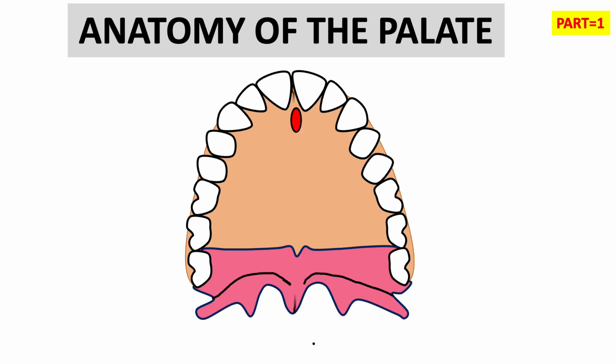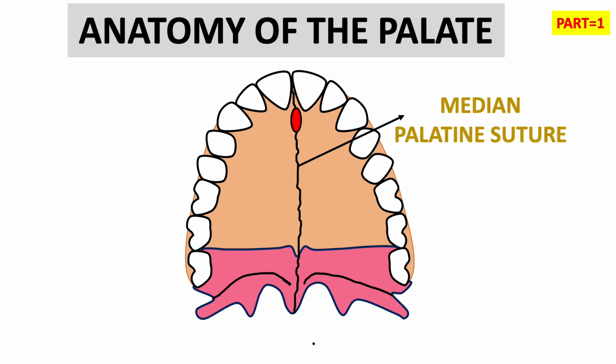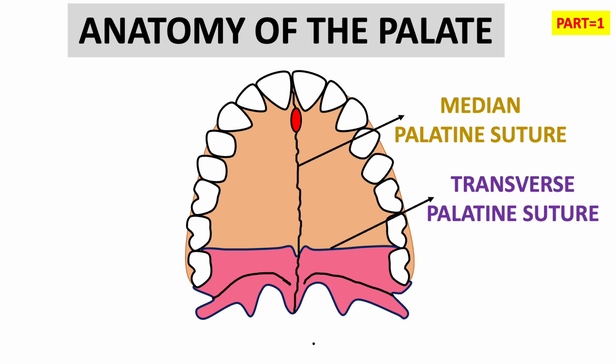The suture which is marked in black in the middle of the palate is the median palatine suture. It is a cranial suture between the right and the left palatine bone. Then we have a transverse palatine suture. It is a suture between the palatine process of maxilla and the palatine bone. Then in pink we have the palatine bone.